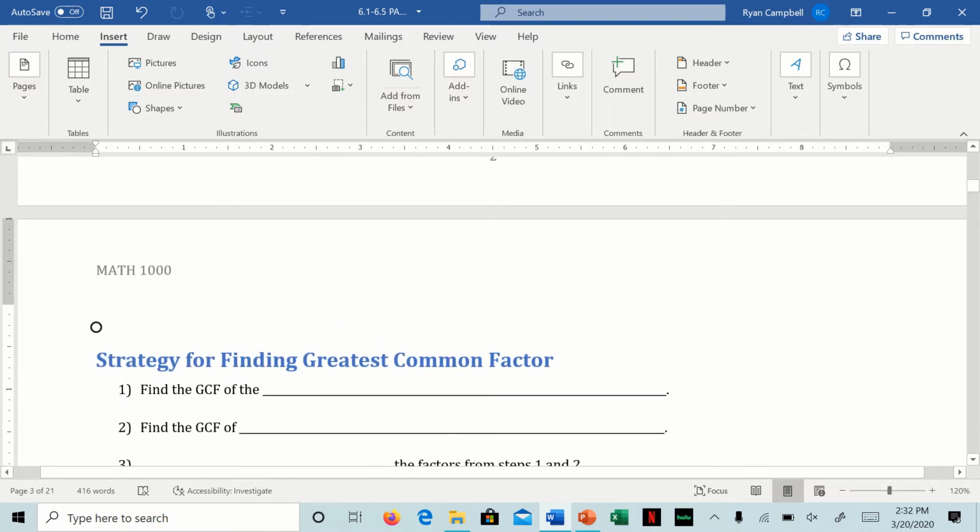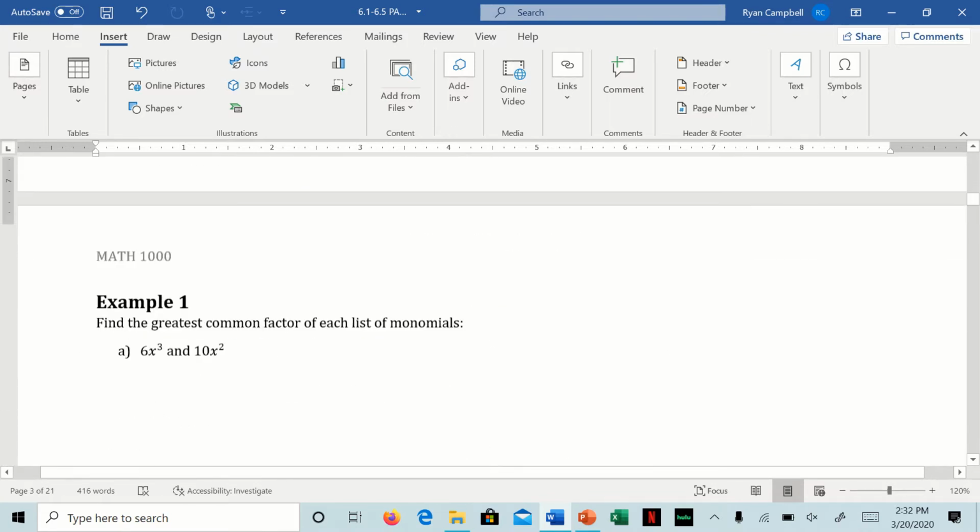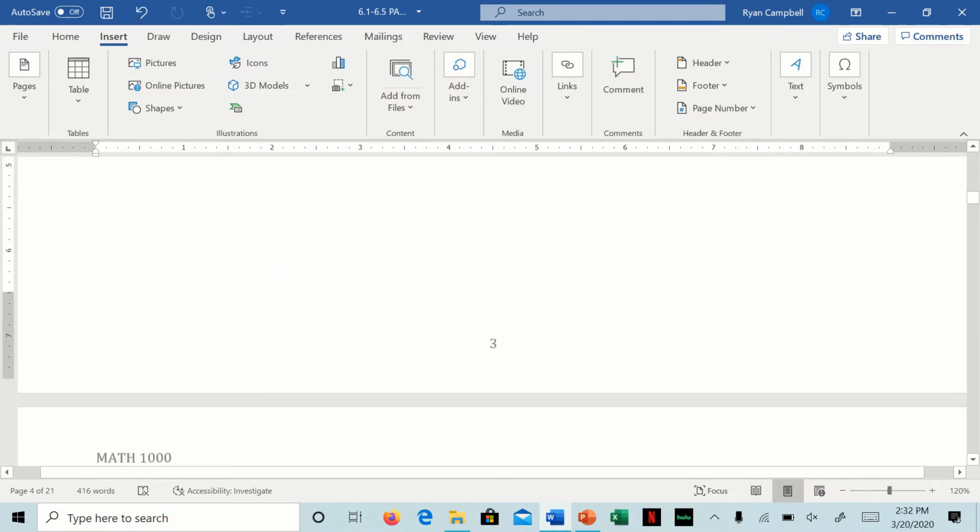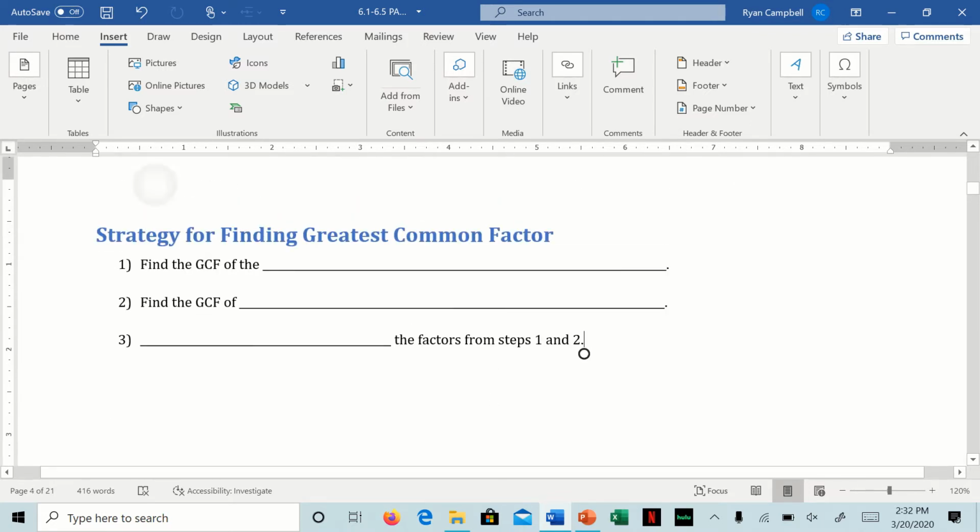So let's look at some examples. Well, I guess first let's talk about strategies for finding it. When finding the greatest common factor, you basically just want to find the greatest common factor of all the numbers, of all the coefficients.